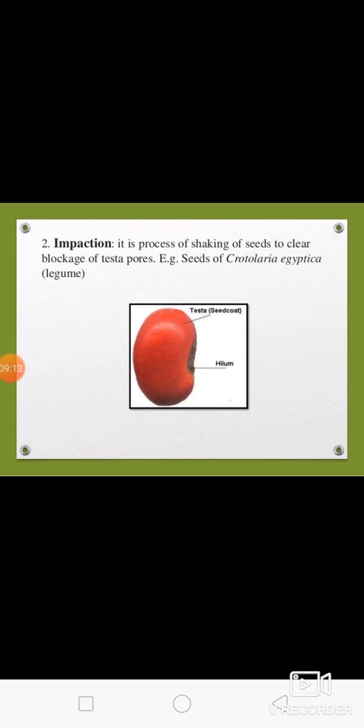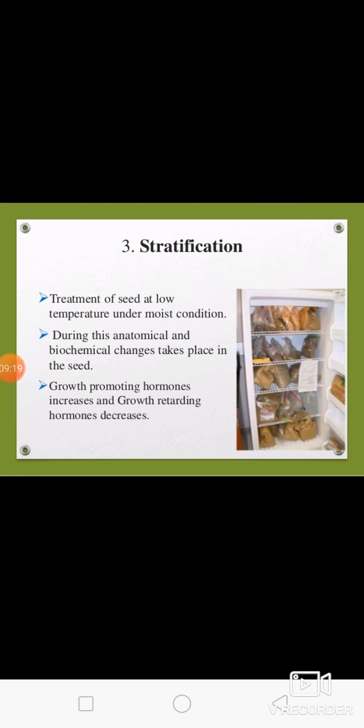Impaction. It is the process of shaking seeds to clear blockage of testa pores. Stratification. Treatment of seed at a low temperature under moist condition. During this, anatomical and biochemical changes take place in the seed. Growth promoting hormones increase and growth retarding hormone decreases.